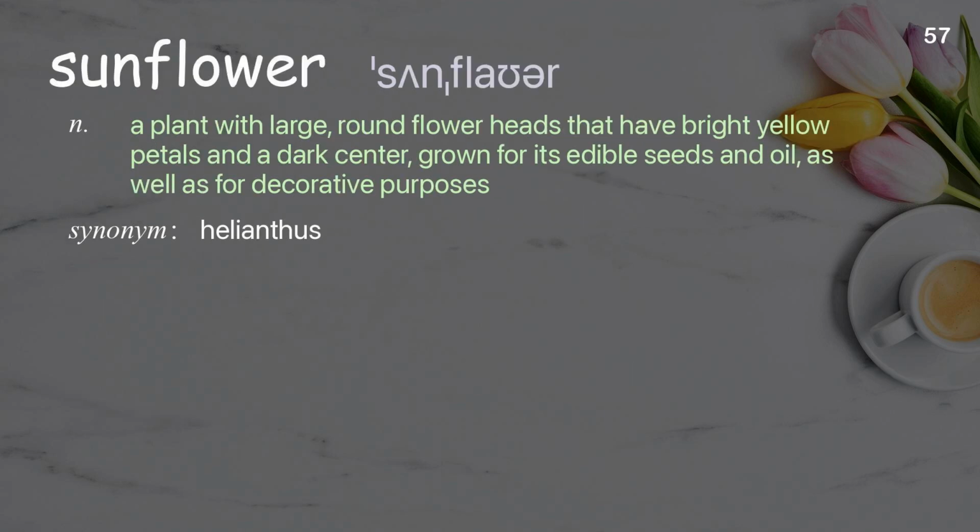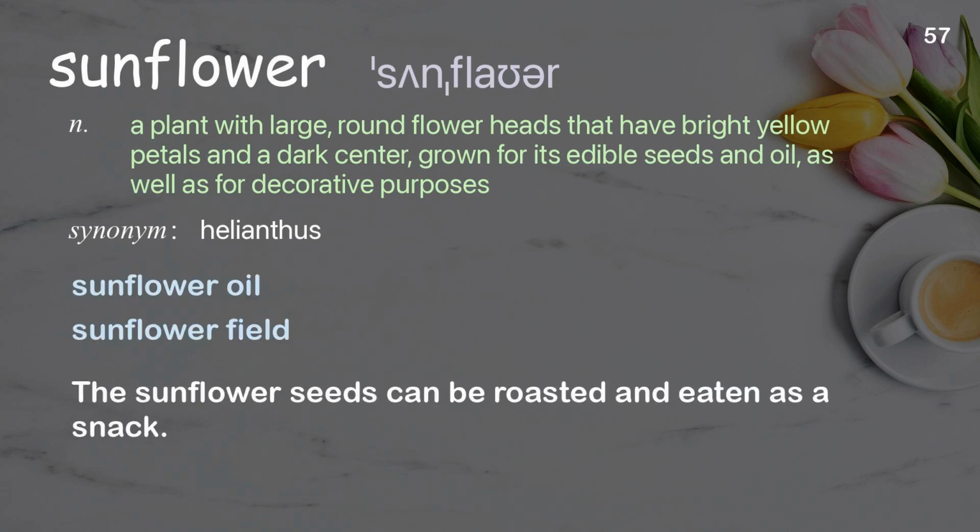Sunflower. A plant with large, round flower heads that have bright yellow petals and a dark center, grown for its edible seeds and oil, as well as for decorative purposes. Examples: Sunflower oil. Sunflower field. The sunflower seeds can be roasted and eaten as a snack.